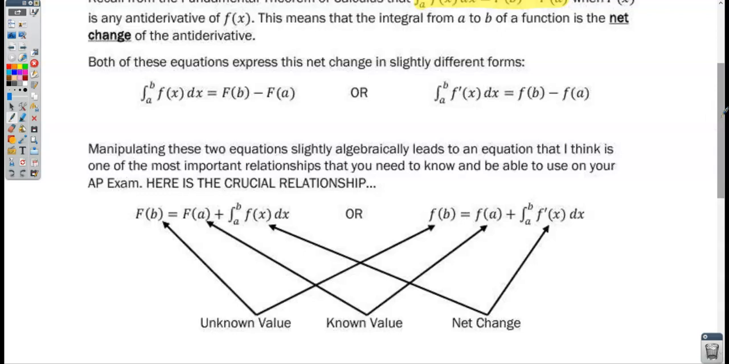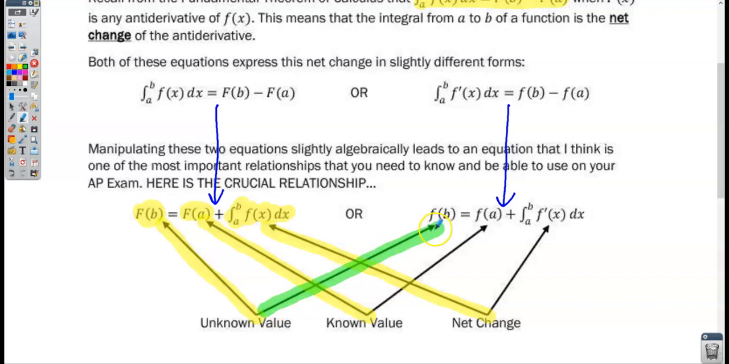And basically I've taken this equation and manipulated it algebraically to go down here, and this equation and manipulated it algebraically to go down here. But in any case, what we've got in both of these is the unknown value is equal to the known value plus the net change. And same thing for this other one. The unknown value is equal to the known value plus the net change.